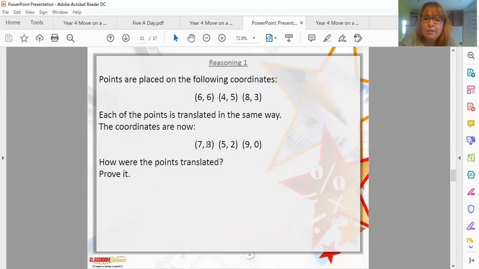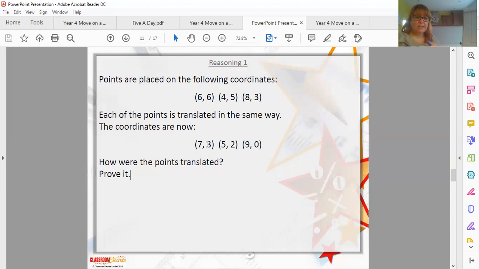So now, points are placed on the following coordinates. This is a reasoning problem. So if I was to draw a grid, now I know you can't see this at the moment, 2, 4, 6, 2, 4, 6. So if there was a point at 6, 6, I'm just going to put it on. There was one at 4, 5, and there was one at 8, 3.